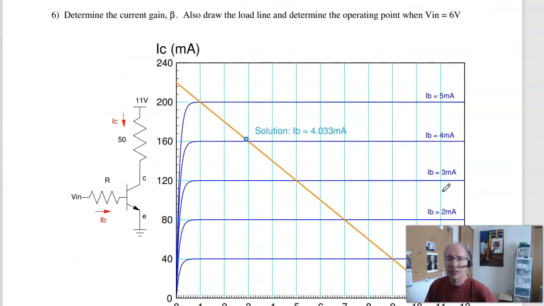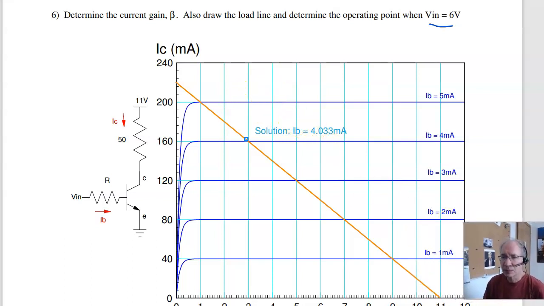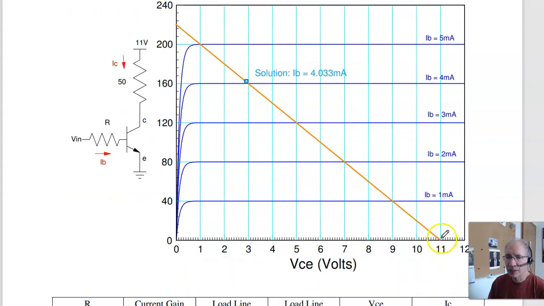Problem 6 is a load line. Given a BJT transistor, draw the load line and find the operating point when VB equals 6 volts. For the load line, the x-intercept will be right here at 11 volts. The y-intercept is 11 over 50, or 220 milliamps. Connect them and get a straight line.